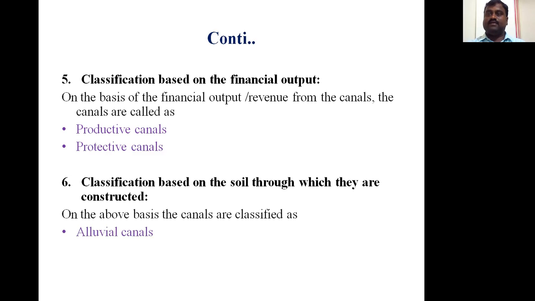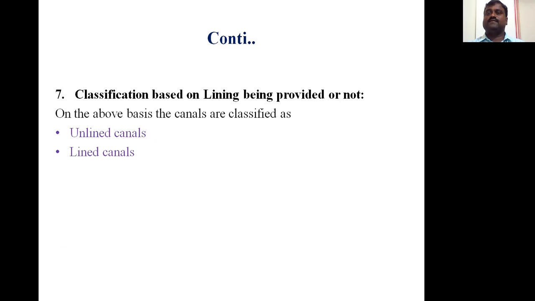The sixth classification is based on the soil through which the canals are constructed, and on this basis canals are again classified into two types: number one, alluvial canals, and number two, non-alluvial canals. So the canals which are constructed in alluvial soils are termed alluvial canals, and those which are constructed on soils other than alluvial are termed non-alluvial canals.